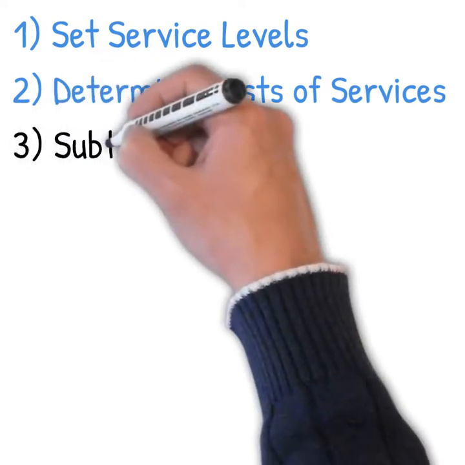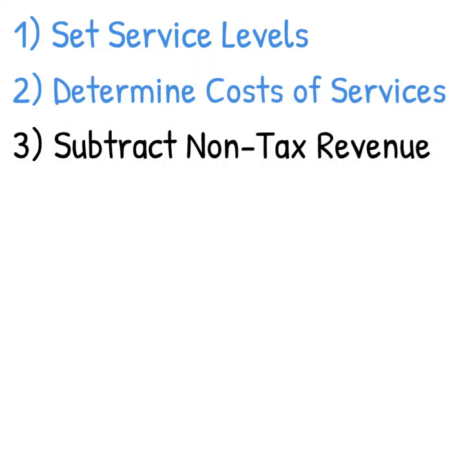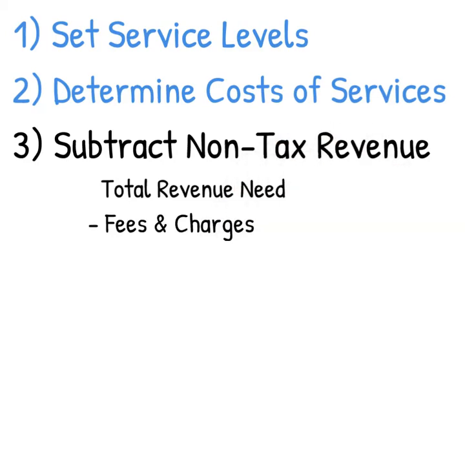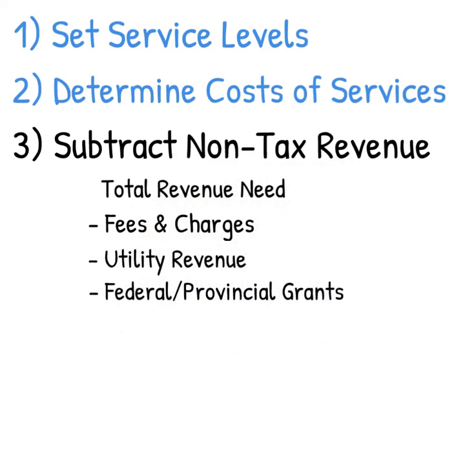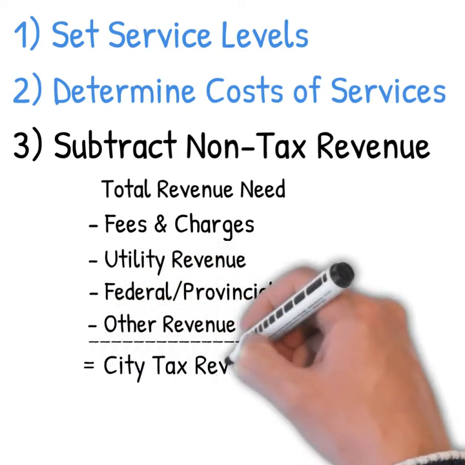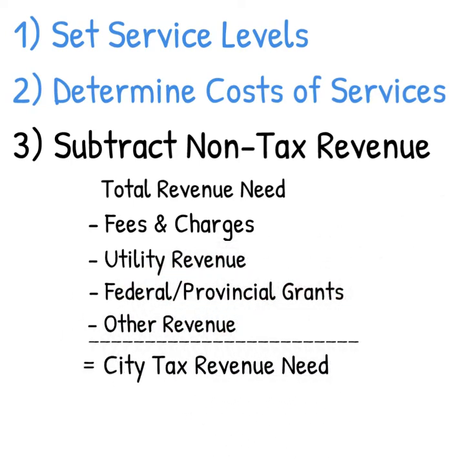Next, non-tax revenue is subtracted. From the city's total revenue need, council subtracts how much is expected to be received from fees and charges. That's things like recreation facility memberships and permit application fees. Also subtracted is how much is expected to be received from utility operations, grants from provincial and federal governments, and any other projected revenue. This then determines how much tax revenue is needed to deliver city services.